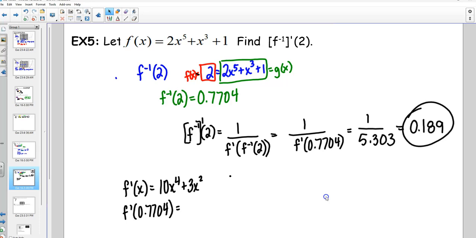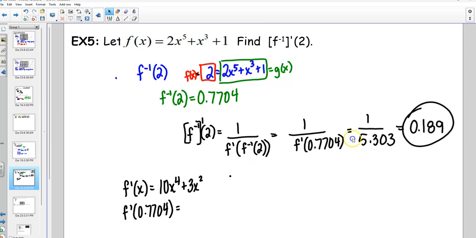They would give this to you on a calculator active question. So I would advise against doing 10 times 0.7704 to the 4th power plus 3 times, because you're writing so much there that if you make a mistake, like say you put to the 3rd power instead of the 4th power, then it's going to be wrong for that.